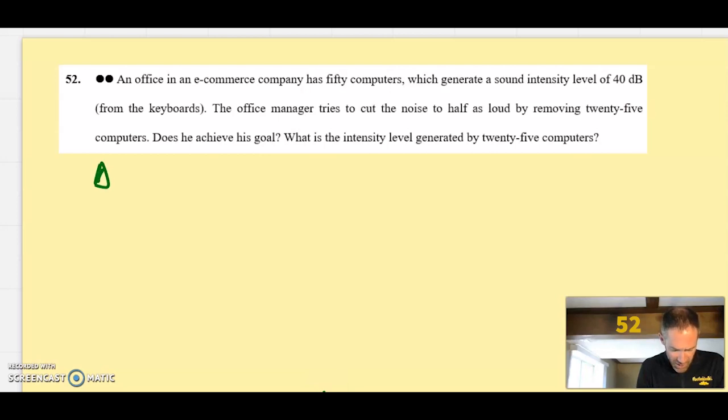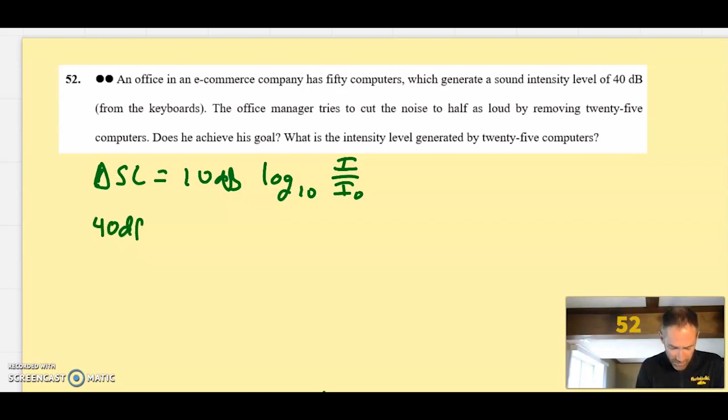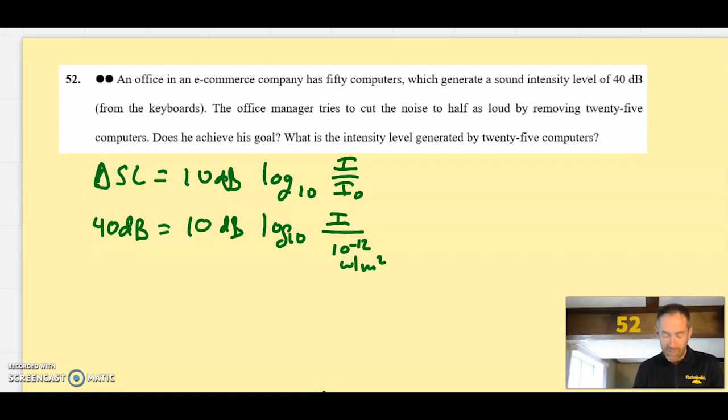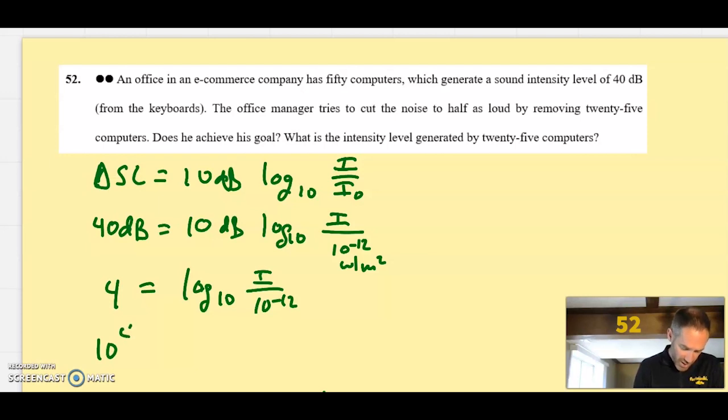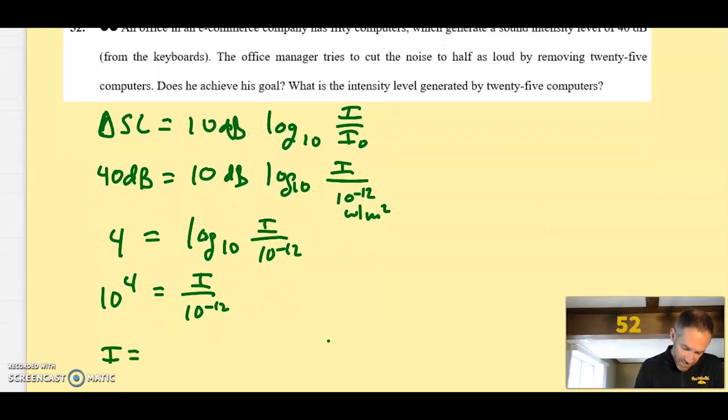We know that change in sound level is 10 decibels log base 10 of I over I naught. And so I'm going to say 40 decibels is 10 decibels log base 10 of I, that's what I'm looking for, over 10 to the minus 12 watts per square meter. I'll divide both sides by the 10 decibels and I'll get 4 equals log base 10 of I over 10 to the minus 12. And maybe by now you're starting to get bored of that same thing, and that would be good because that means you know what you're doing. 10 to the 4th equals I over 10 to the minus 12. And so now you can see that the intensity is 10 to the minus 8. You may have even just counted up from the threshold of hearing and got that, which would be okay too, especially because it's a multiple of 10.